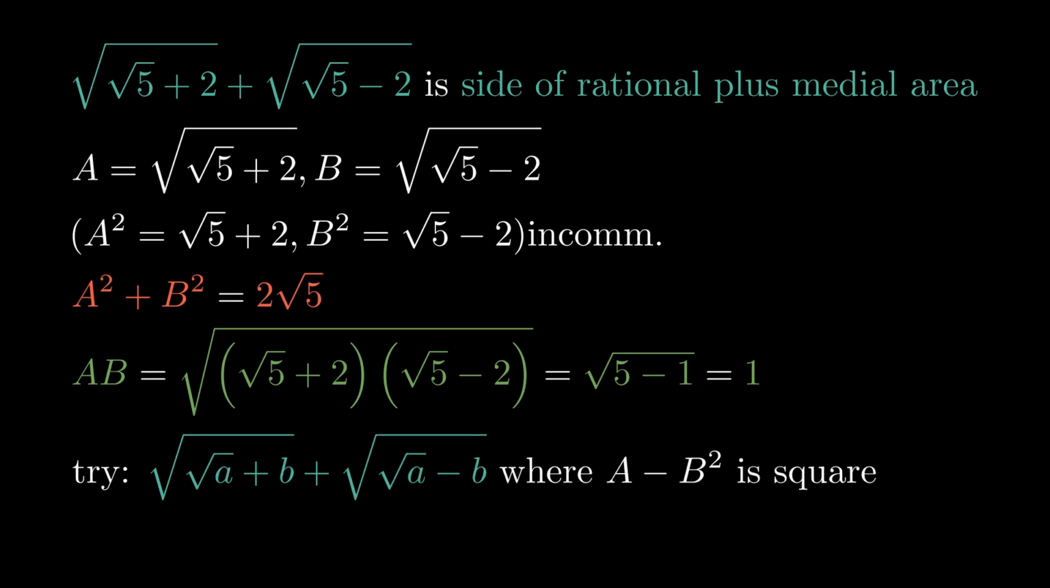When looking for such numbers, the form the square root of root a minus b plus the square root of root a plus b may be helpful, where a squared minus b squared is a square. But be sure to check all the conditions.